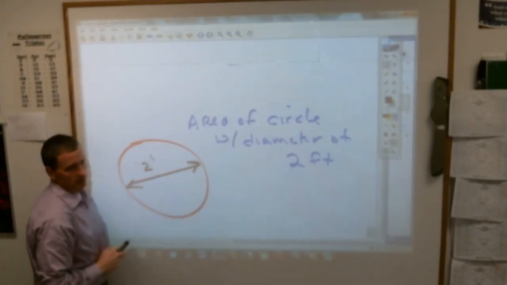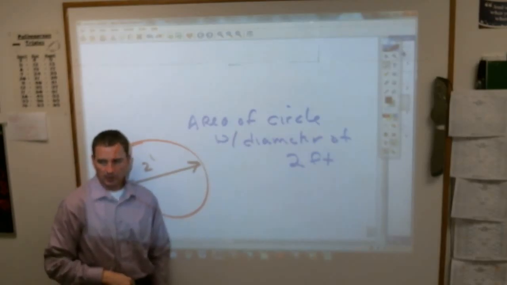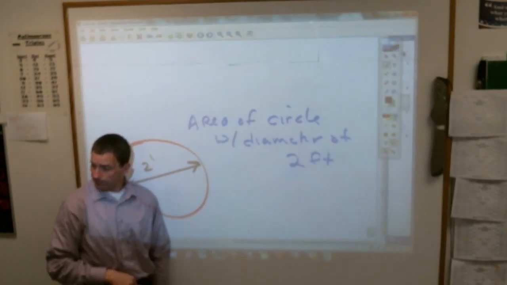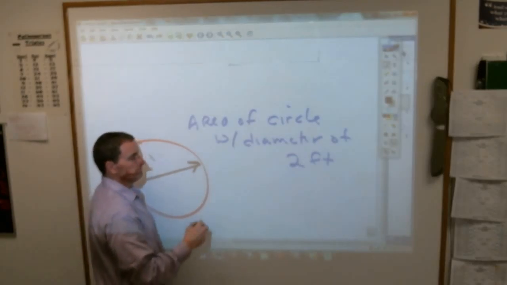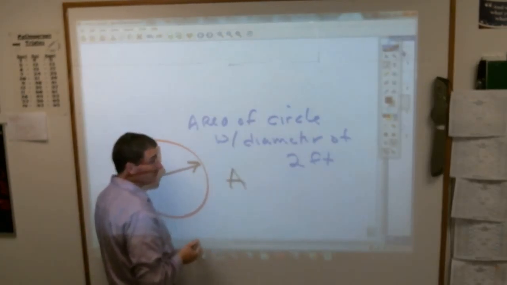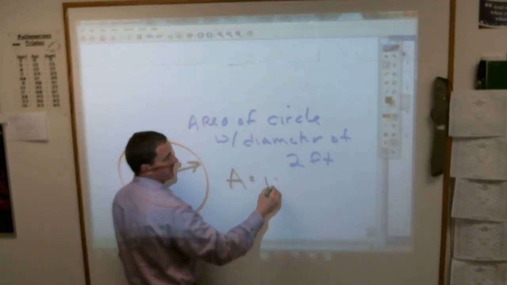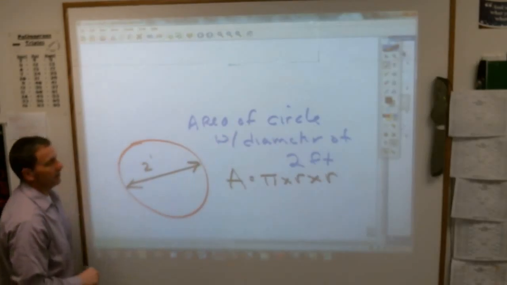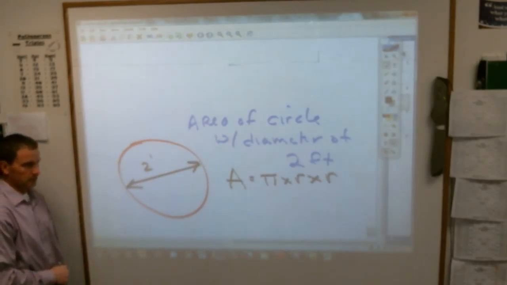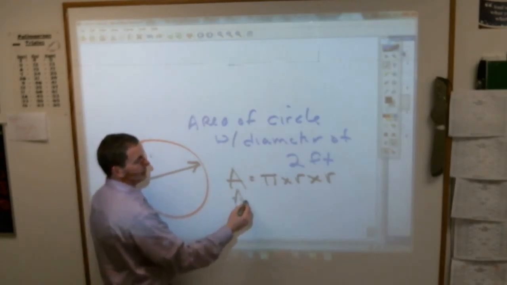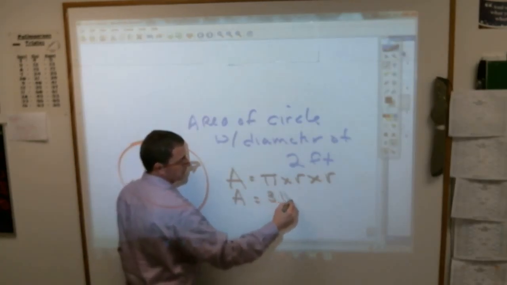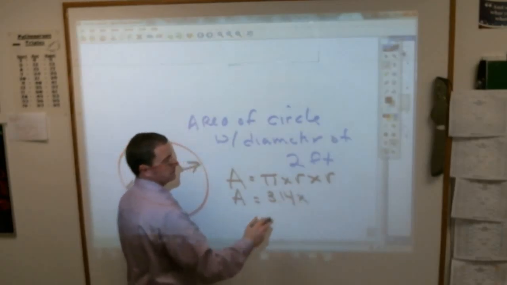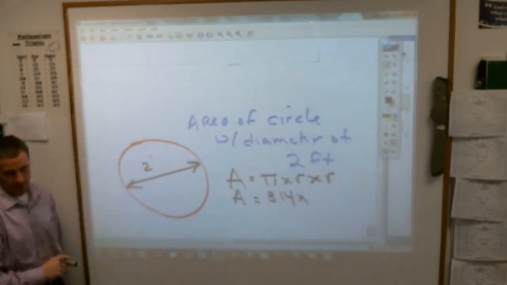Next thing you would write down is the formula. Area equals pi times radius squared. There you go. Next thing you write is the formula for the area of a circle. Area equals pi times radius squared, or pi r squared if you like, either one. Then you would fill in the blanks. You know that pi is 3.14. Radius is, it is not 2 feet, it is 1 foot.